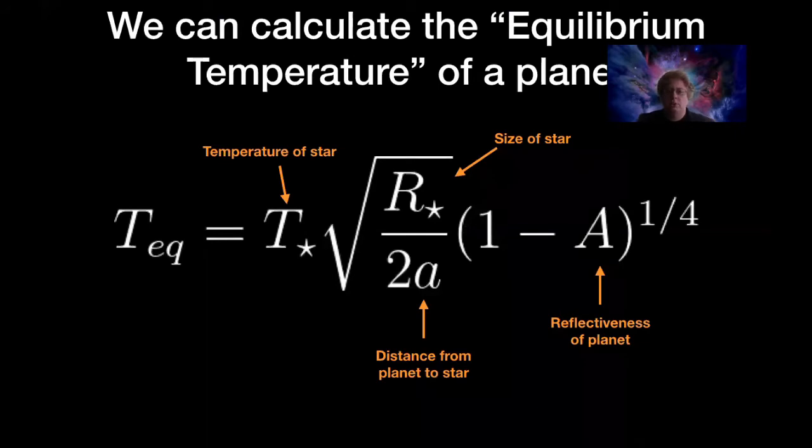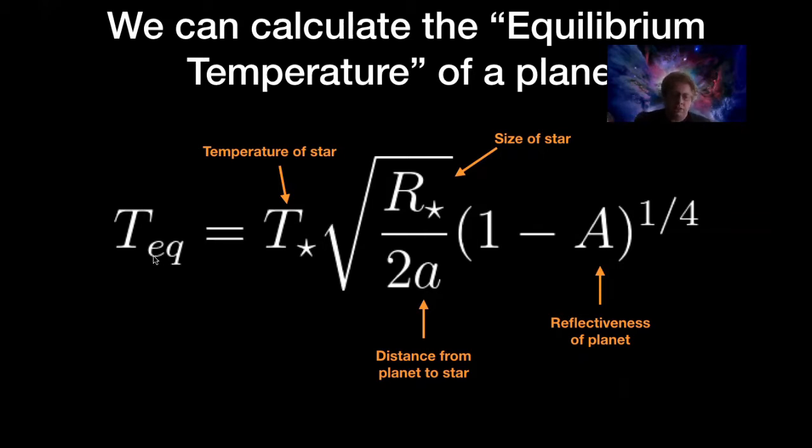So we can use these principles to calculate what we call the equilibrium temperature of a planet. Now, this is the equation that lets us calculate this. We're not going to ask you to calculate anything with this equation, but you may need to know how the different factors that go into the equilibrium temperature affect the outcome. So over here on the left side is the temperature of the planet. We call this the equilibrium temperature. Equilibrium because it means that the amount of heat coming in is equal to the amount of heat coming out.